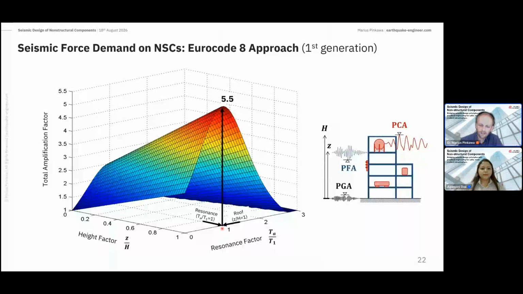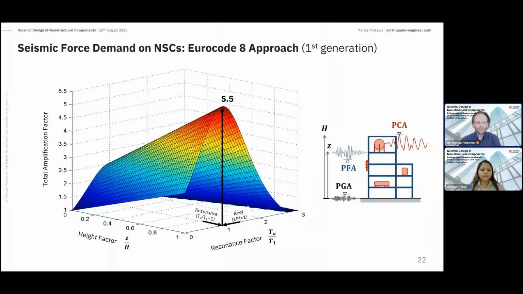And this resonance for a component at the roof results in a total amplification factor of 5.5. So that means if you have, for example, 0.1 G at the ground, you will have almost 0.6 G at the roof. So this is a totally different seismic demand. So a low to medium seismic event for the building might not be a problem, but for the component on the roof, it could be very demanding and destroy the component.